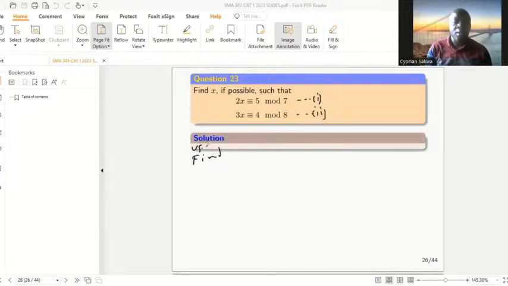So I'm using equation 1. Using equation 1, find 2 inverse mod 7. So I'm looking for a number which, when multiplied by 2 and then divided by 7, the remainder will be 1, and that number is 4. Because 2 times 4 will be 8, divided by 7, I get remainder 1.